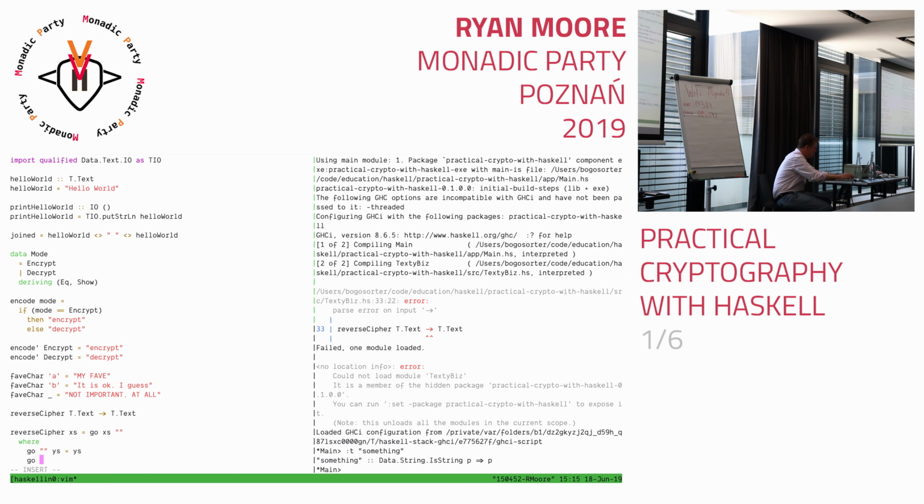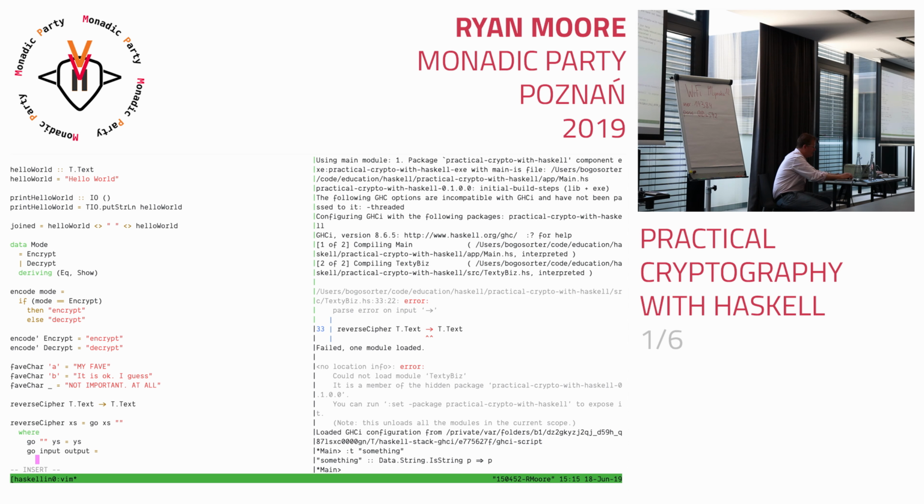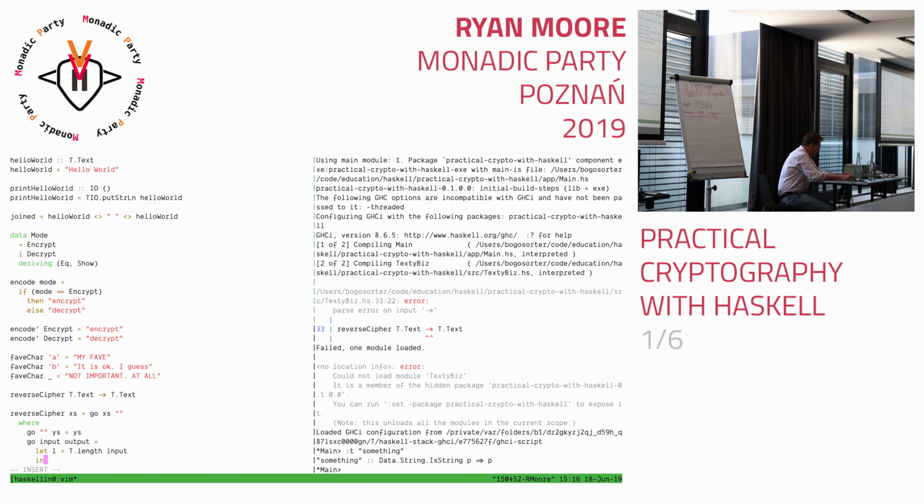So let's say that our second version of this is where we've got an input and an output. Here, I'm going to use let to define another little scoped variable inside of my go, and I can say L equals T.length input. Now we can call go again, and we can use T.take. We want to get everything but the last character, so we can do L minus 1.